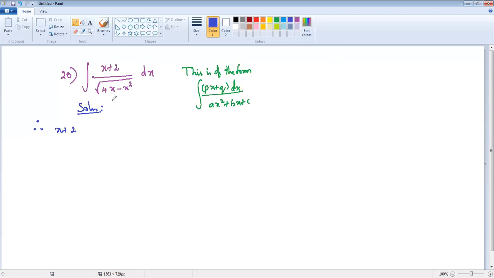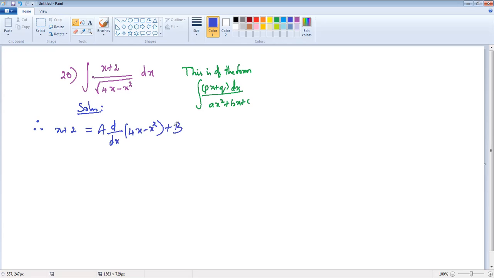Okay, the next question is the 20th question, which is the integral of (x plus 2) by square root of (4x minus x square) into dx. And this is of the form (px plus q) into dx by square root of (ax square plus bx plus c). So the numerator can be written as a into the differentiation of the denominator plus b.